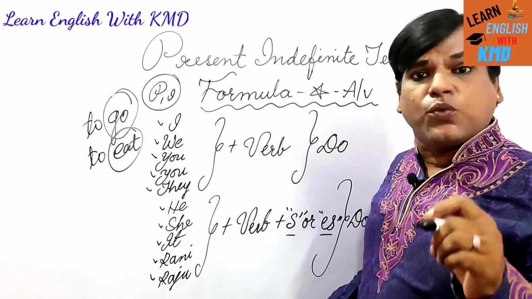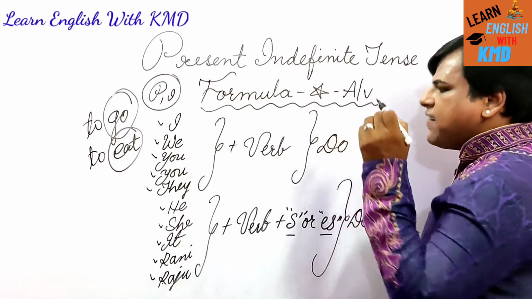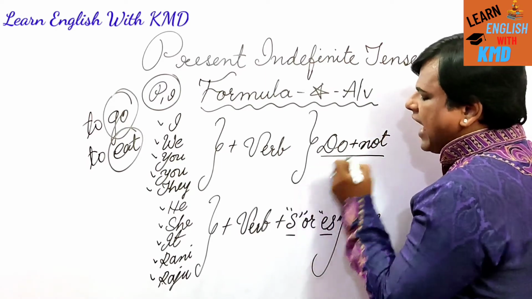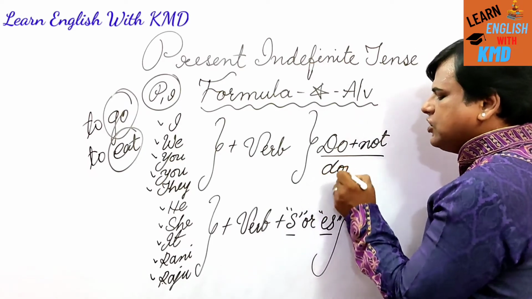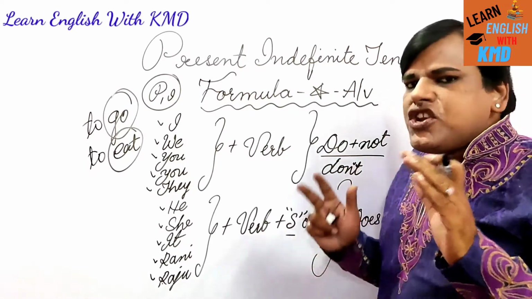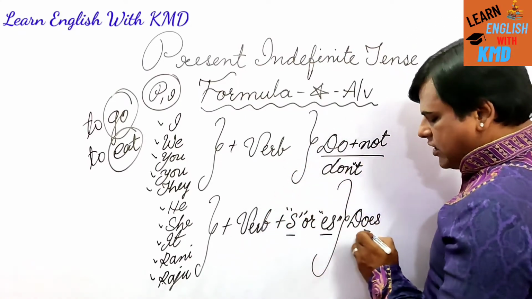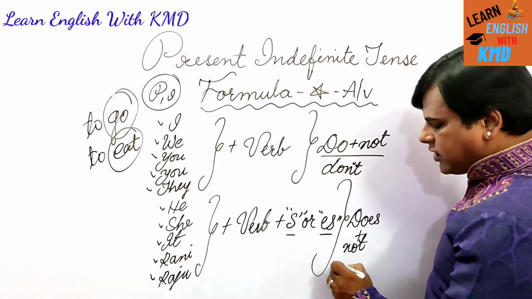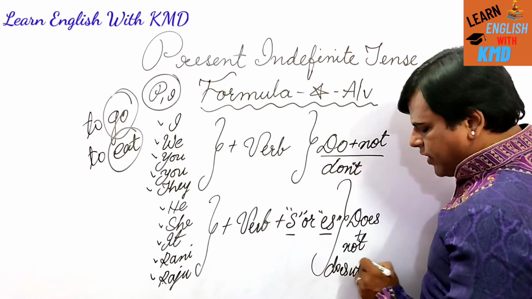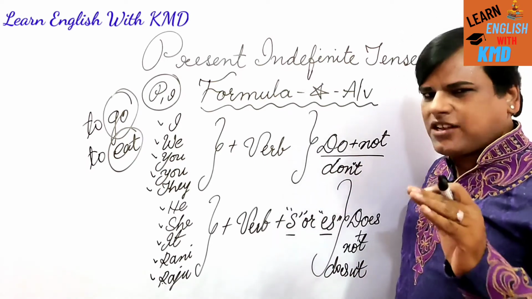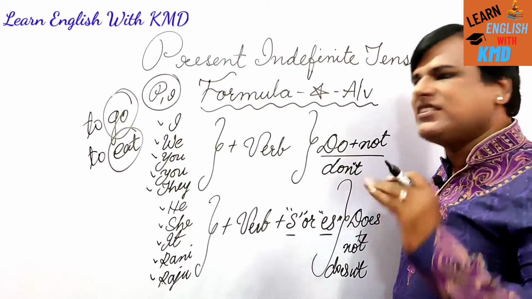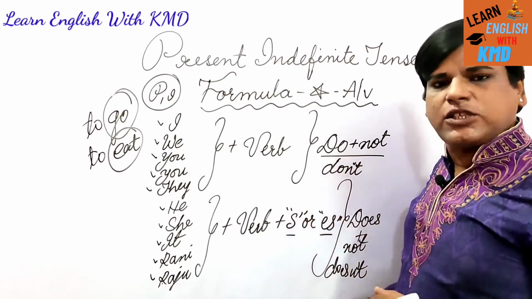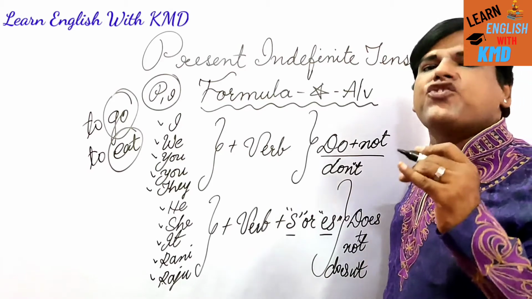I'd like to divert your attention towards another important point here. If you want to say no, please add not. This is the expansion, and the contraction of do not is don't. Yes, you heard me correct. Similarly, does not is the expansion and doesn't is the contraction. Do not becomes don't, does not becomes doesn't.